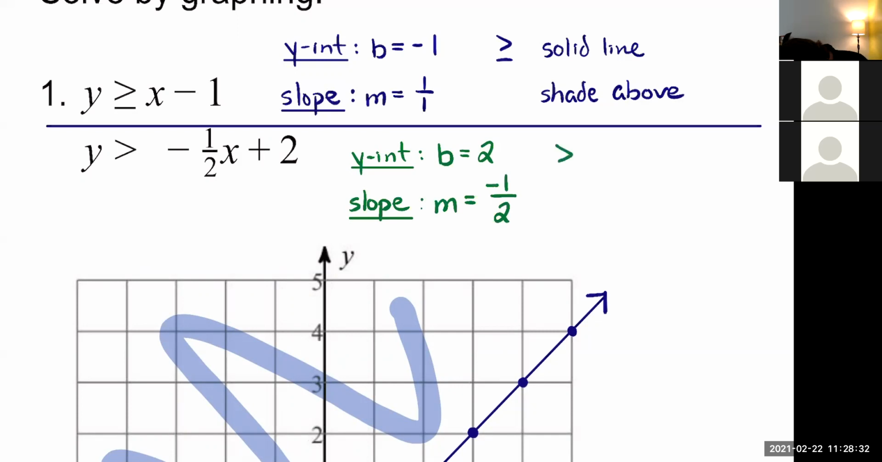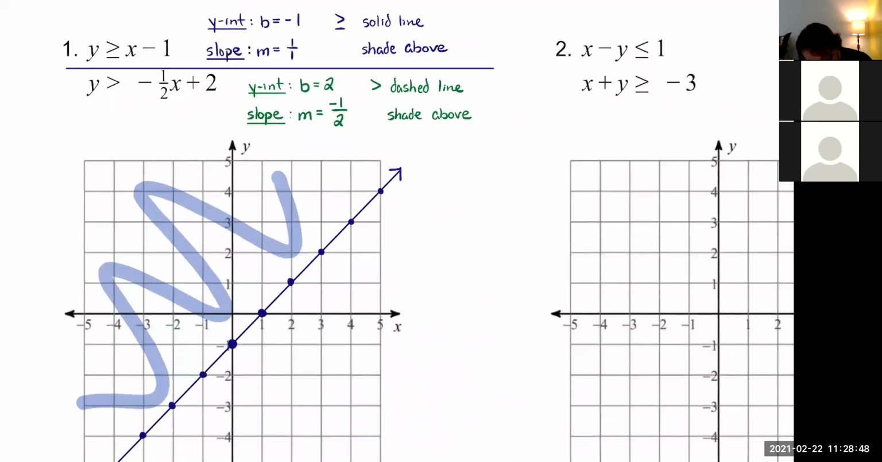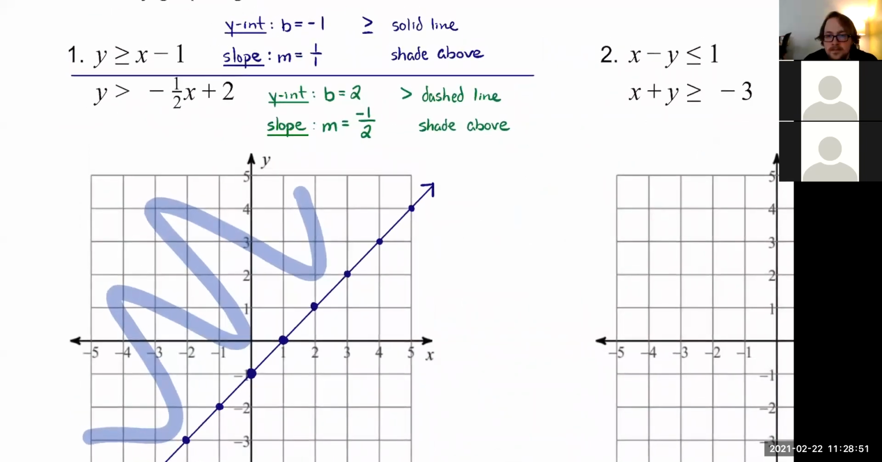Then we look at the inequality symbol, which is a greater than symbol, which is going to tell me that my line needs to be dashed, but I will still shade above as well. So the y-intercept has us starting at +2. With a slope of -1/2, we're going to go down 1 unit to the right 2 units, which we can do twice. Or we can go up 1 unit to the left 2 units, which we can also do twice to give us a total of 5 points.